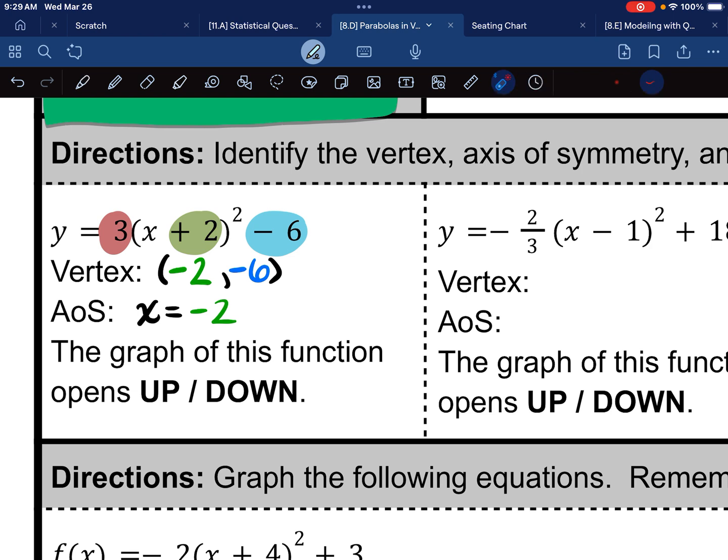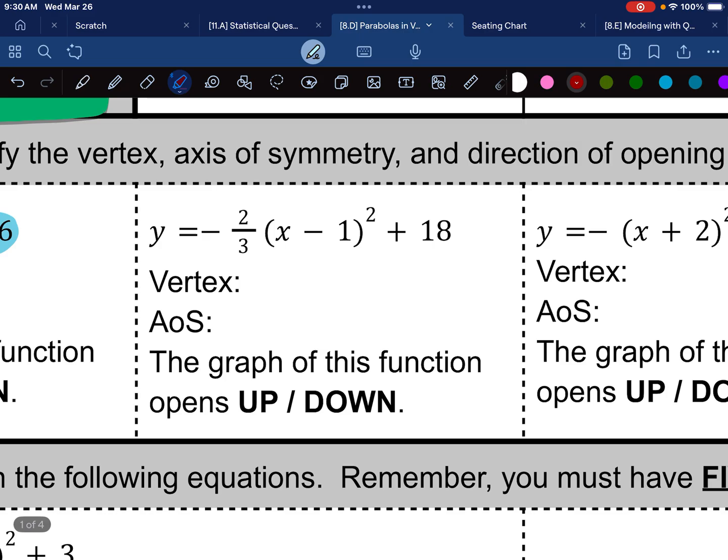Now, for direction of opening up or down, you have to look at this a value. If that a value is positive, it's going to open up, and if it's negative, the parabola opens down. Right? So a positive a makes us smile. A negative a makes us frown. So this a is positive, which makes our parabola happy.